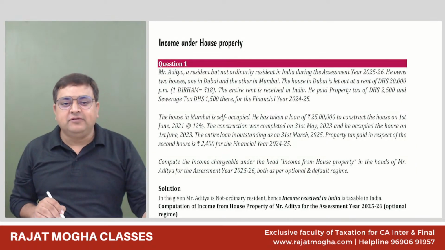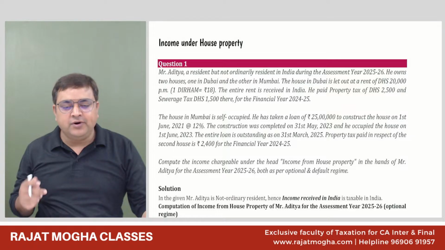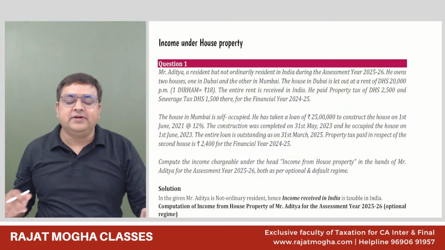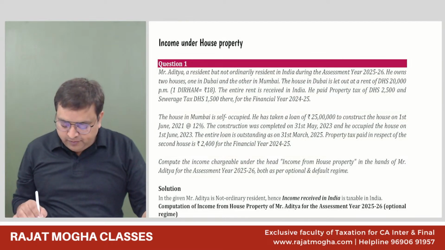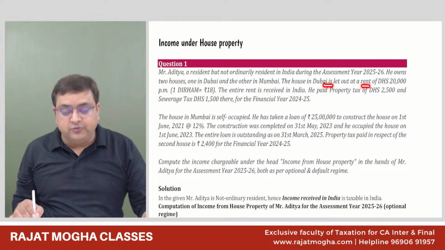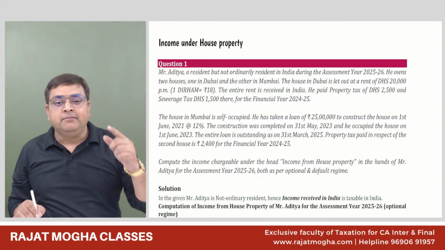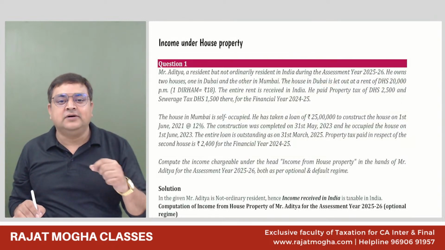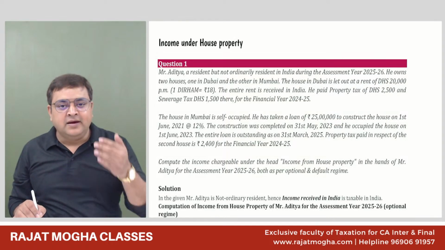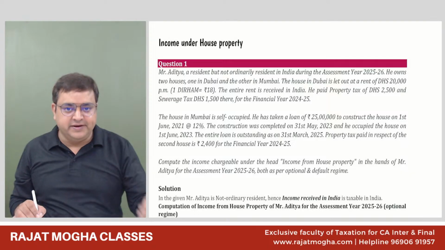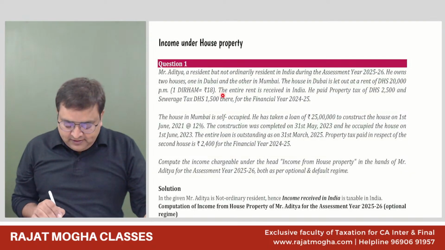But if he is a resident but not ordinary, this income could not be taxable unless and until it is received in India. Now the next line says the entire rent is received in India. See, this line is important for us. The entire rent is received in India. Now, since they have specifically mentioned that Dubai rent is also getting received in India, so in that case, this income would be taxable from Dubai as well. I believe you all are okay with this. Now, he paid property taxes of dirhams 2,500.